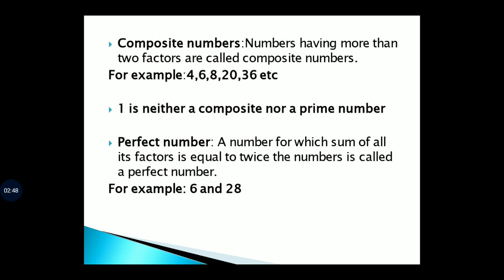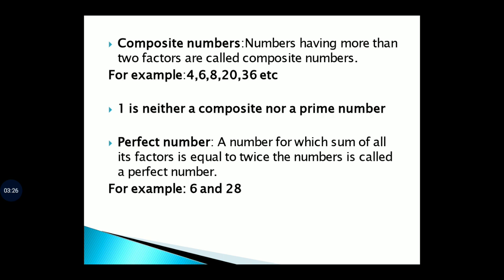Next one, composite numbers. Numbers having more than 2 factors are called composite numbers. For example, 4, 6, 8, 20 and 36. That means the number which has more than 2 factors, such numbers are called composite numbers. Here we can see a key point. 1 is neither a composite nor a prime number. That means 1 does not come under composite numbers nor prime numbers.